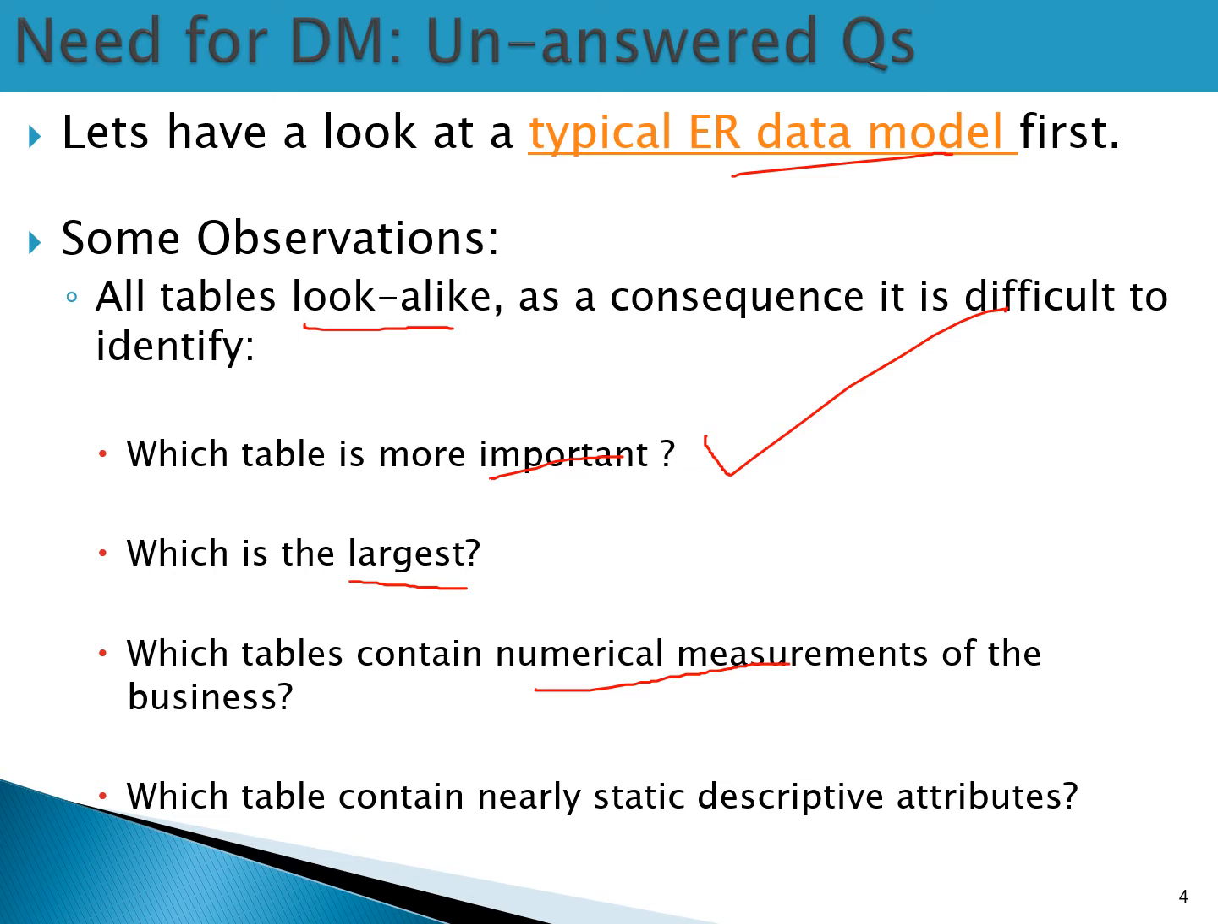And which tables contain descriptive attributes, which make some hierarchy, like customer, product, time, location? These are descriptive or hierarchical attributes that basically describe the numerical measurements. So if you just look at the ER schema, you will be unable to answer these questions, and these questions are important in the context of decision support systems.